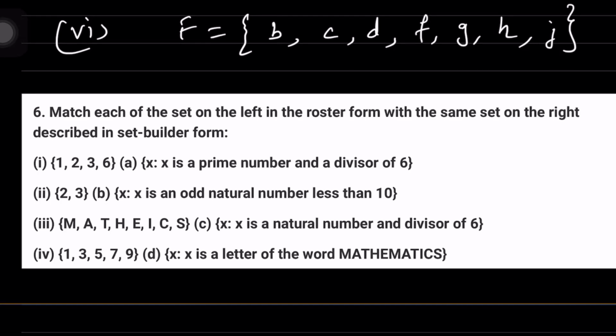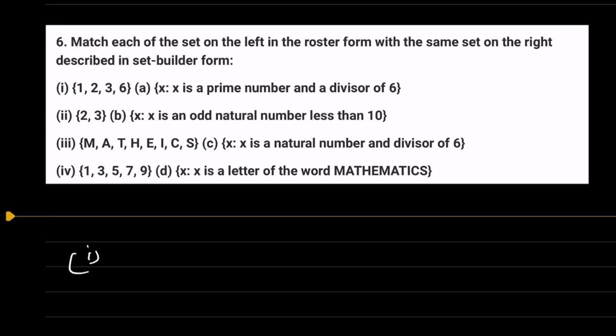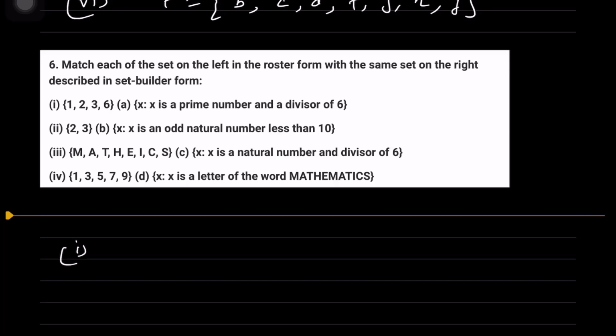Next, match each of the sets on the left in the roster form with the same set on the right described in set builder form. So we have to match these onto the right. So here first one, 1 2 3 6. Here we have to see which it matches with. How can we write this roster form in set builder form? So now here we'll read all this. This x is a prime number and a divisor of 6. No, it doesn't satisfy that. Then x is an odd number. Okay, we'll just see. It consists of all elements 1 2 3 6.